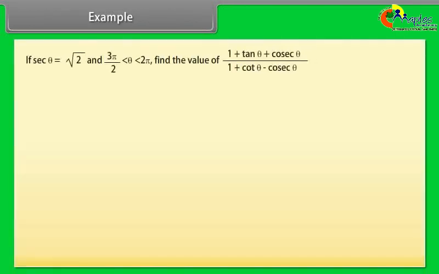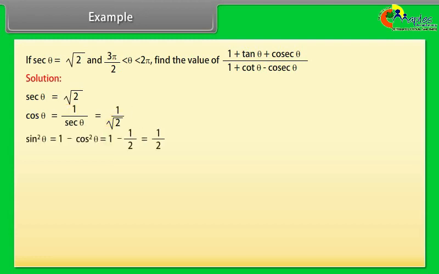Example. If sec θ = √2 and 3π/2 < θ < 2π, find the value of (1 + tan θ + cosec θ)/(1 + cot θ − cosec θ). Solution. Sec θ = √2, so cos θ = 1/sec θ = 1/√2. Sin²θ = 1 − cos²θ = 1 − 1/2 = 1/2. Thus, sin θ = ±1/√2.